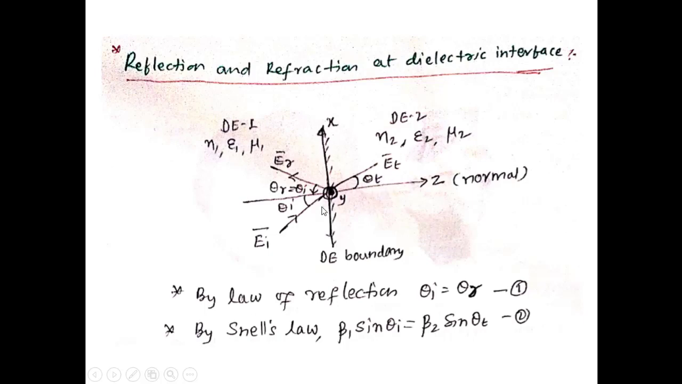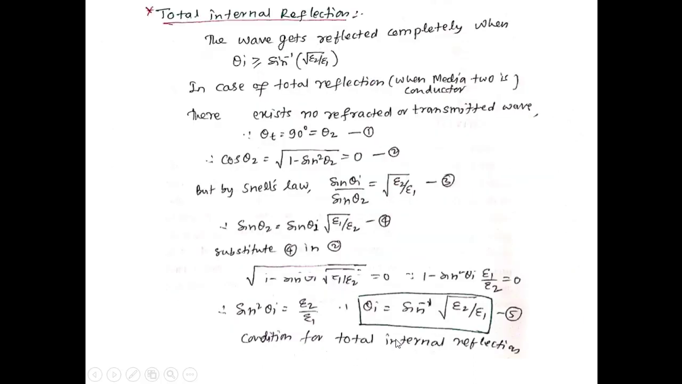So let the boundary be along the x-axis. By the law of reflection, angle of incidence is equal to angle of reflection, equation number 1. But by Snell's law, beta 1 sin theta i is equal to beta 2 sin theta t. So to derive total internal reflection, the wave gets reflected completely when the condition theta i is greater than or equal to sin inverse of under root of epsilon 2 divided by epsilon 1.